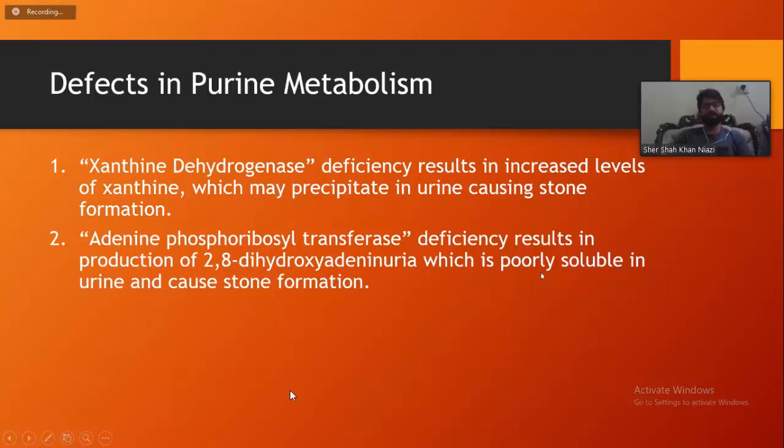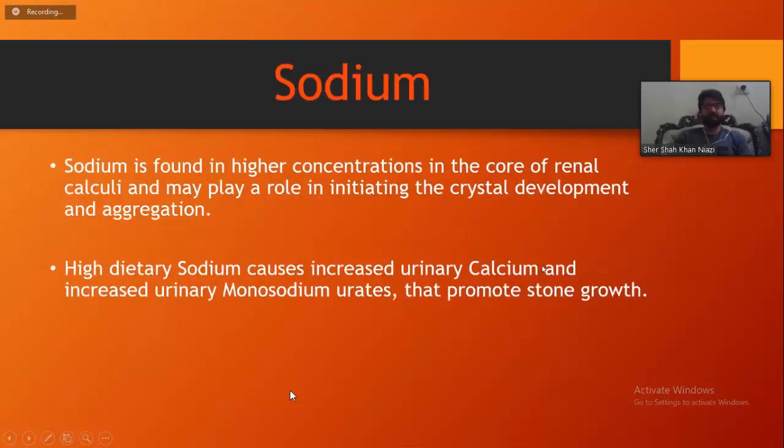So sodium is found at higher concentrations in the core of the renal calculus. Remember, we said that a urinary stone has two components: the crystal component and the matrix component. The crystal component is formed by nucleation, crystal growth, and aggregation. So this core, the midpoint of the urinary stone, contains sodium, and it has an important role in initiating crystal growth and aggregation. High sodium causes increased urinary calcium and increased urinary monosodium urate, which promote stone formation.